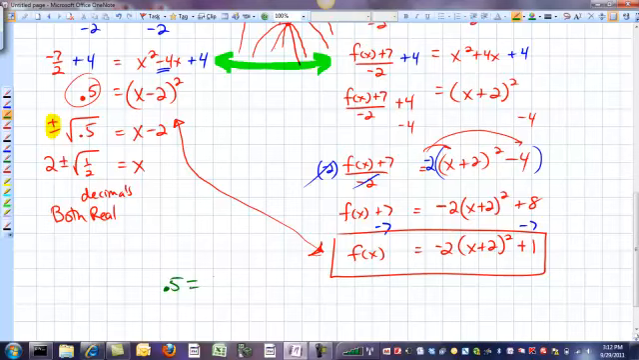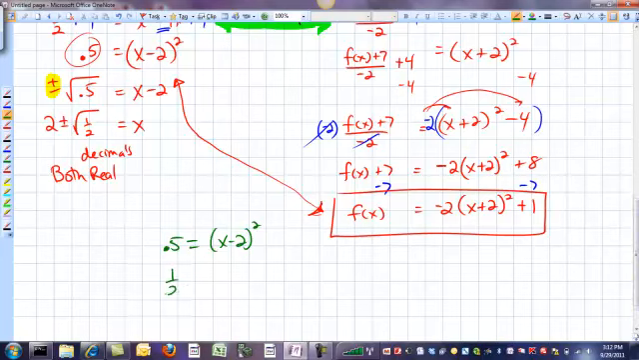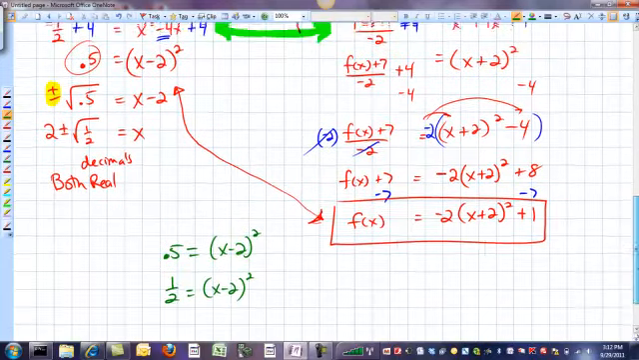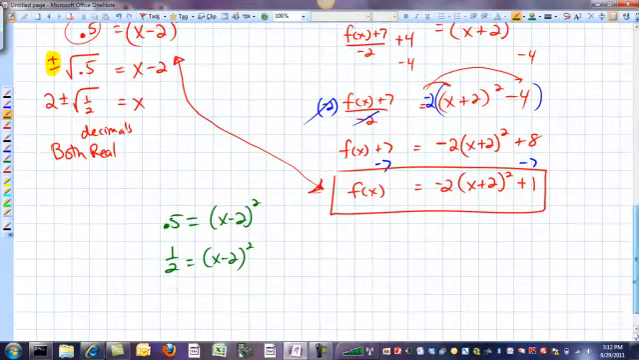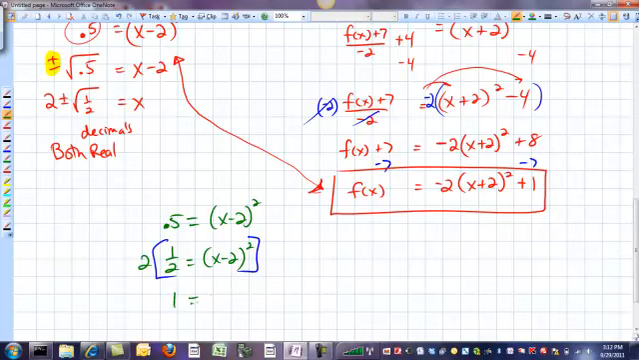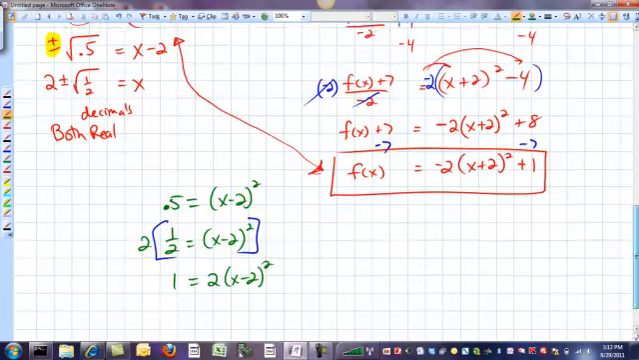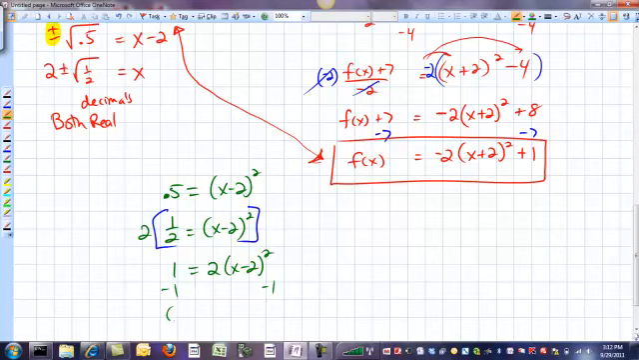0.5 equals x minus 2 quantity squared. Well, I know that 0.5 is equal to a half. So would you agree I could multiply both sides by a 2? Yes, Mr. Hampton, I do. Okay, so I can multiply both sides by a 2, and I get 1 equals 2 times x minus 2 quantity squared. And then, uh-oh, I lost a negative someplace, didn't I? No, I didn't. I'm okay. So I subtract 1, and I get 0 equals 2 times x minus 2 quantity squared minus 1.